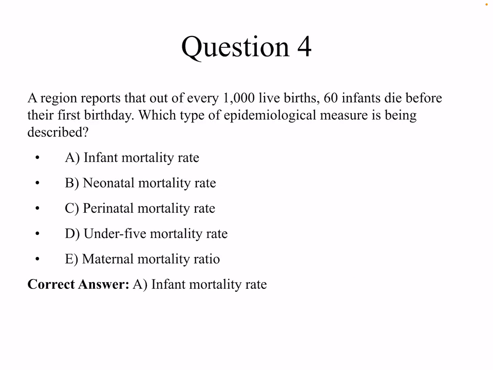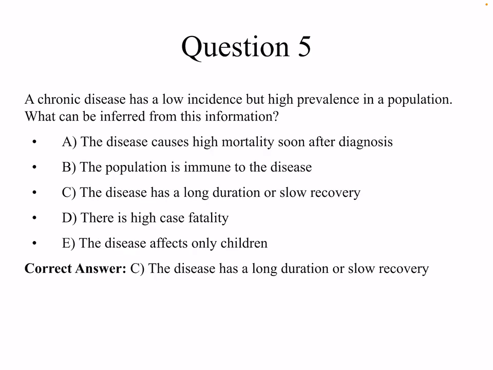Next question. A region reports that out of every 1,000 live births, 60 infants die before their first birthday. Which type of epidemiological measure is being described? A. Infant mortality rate. B. Neonatal mortality rate. C. Perinatal mortality rate. D. Under 5 mortality rate. E. Maternal mortality ratio. Correct answer is A. Infant mortality rate.